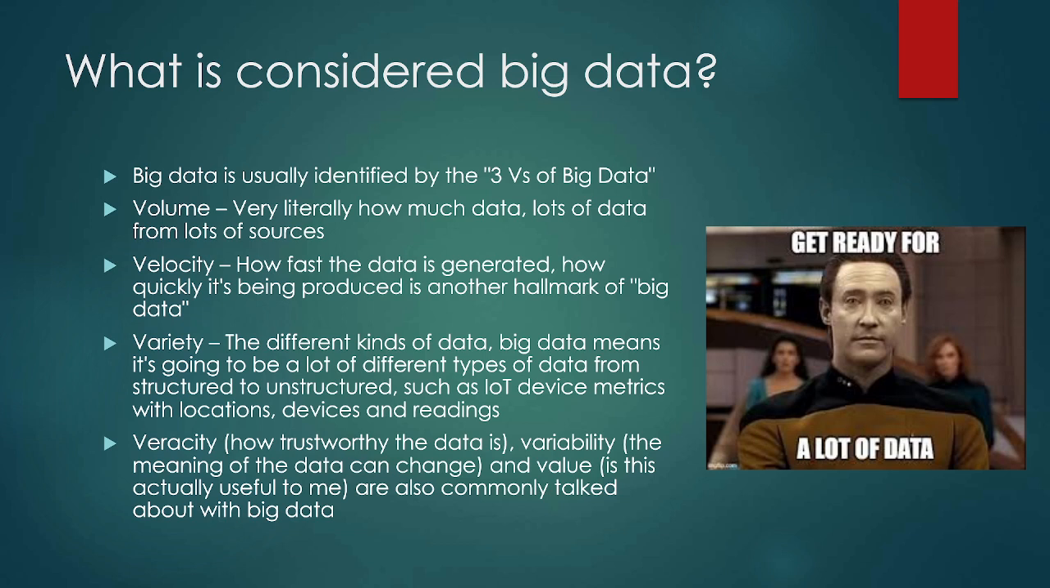Volume is the very literal, how much data? Many sources. Velocity is how quickly the data is being generated and produced. Variety is the kinds of data. So big data is going to have a lot of different types of data. Could be structured, could be unstructured. An example could be IoT devices, which would probably be generating big data. There's a lot of data coming in from these IoT devices, and it's coming in really quickly. And the data that's coming in is going to be a variety of things, from location to text readings to potentially video and sound recording.